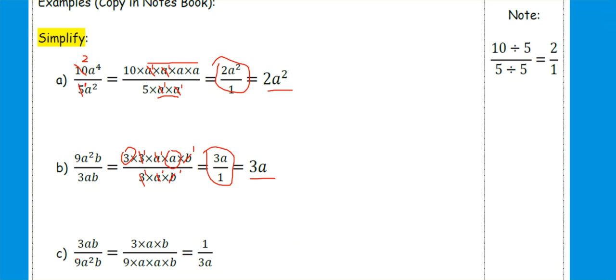Part C, 3 over 9 is 1 over 3. So 3 goes into 3 once. 3 goes into 9 3 times. A goes into A, so that's 1 over 1. B's cancel. So we're left with 1 over 3a.